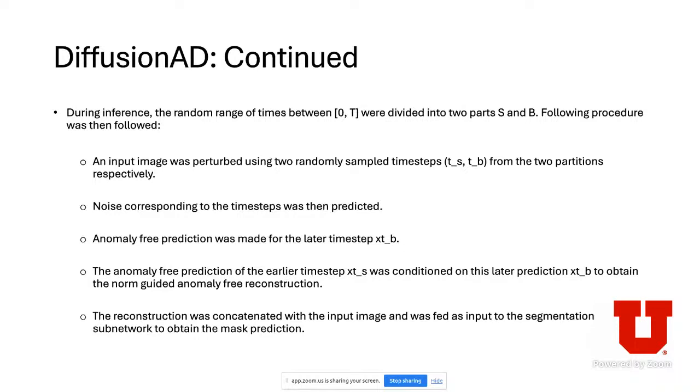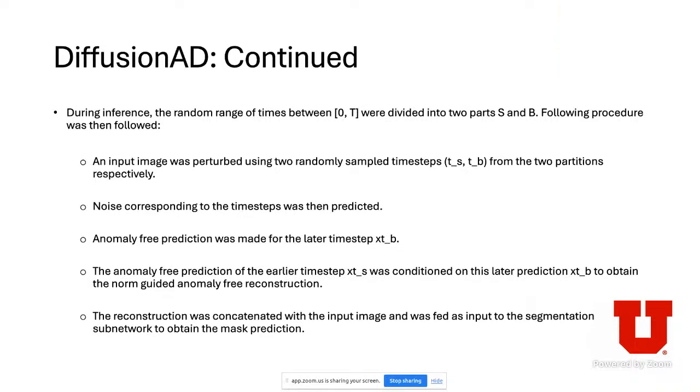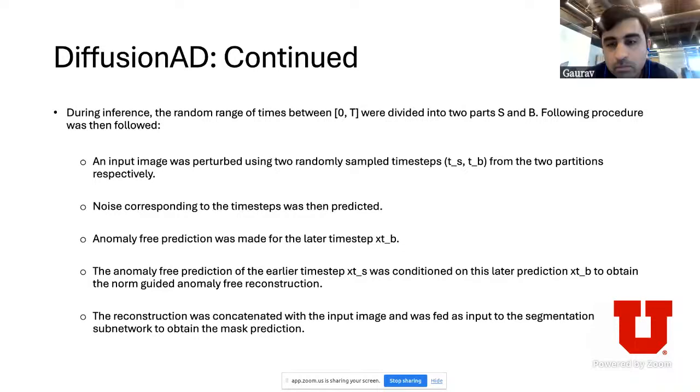I'm still not following you. What does it mean by anomaly free prediction was made for the later time step? Is it like starting from pure Gaussian noise, and then you do the inference, right? That means you sample step by step until you reach TS and TB.